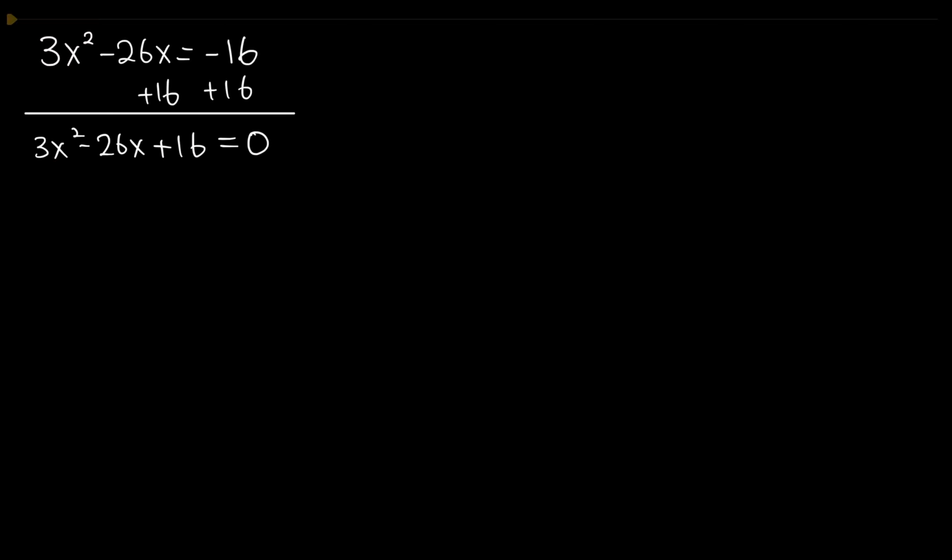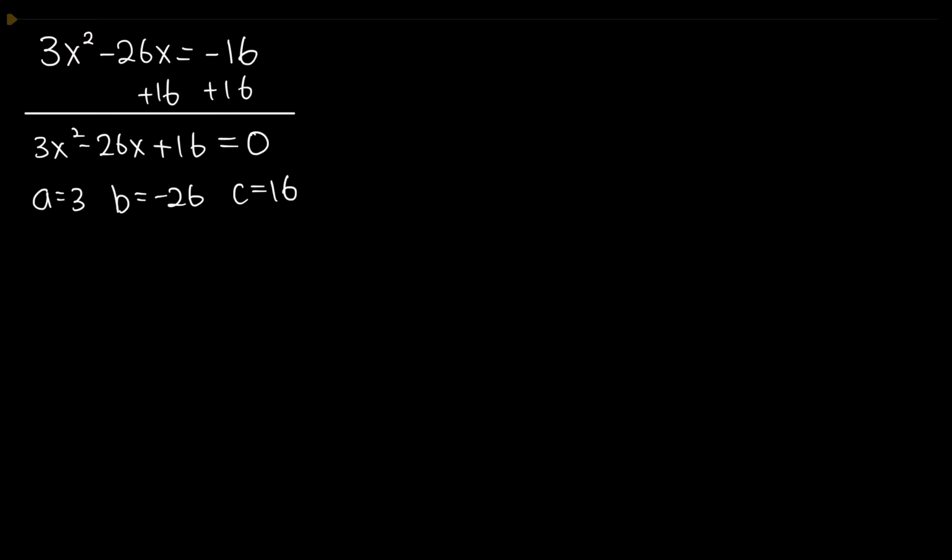Now, a lot of people want to add the 16 to either 26 or 3, but they're not like terms. And it has to be in standard form, so you know your A is equal to 3, B is equal to negative 26, and C is equal to 16. If the order was different, then your ABC will be messed up. So make sure that's in standard form.